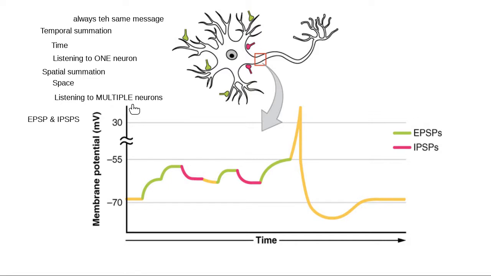But everybody always spits out one message, either an excitatory message or an inhibitory message. You might send me your message 10 times, or I might get 10 different messages. But in either type of summation, we do hear multiple messages. Thumbs up or other questions?